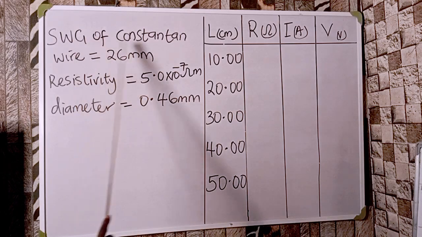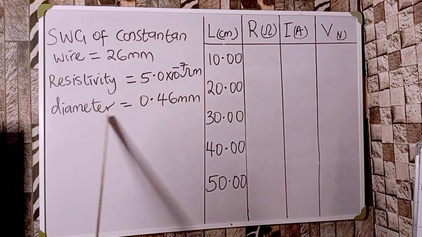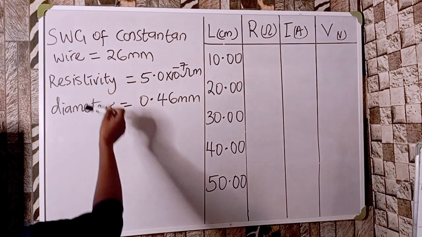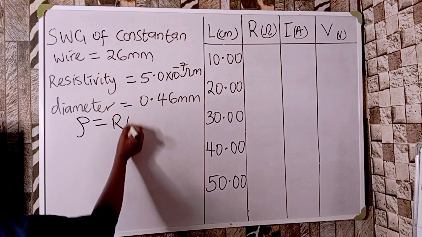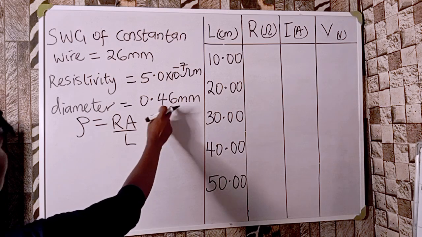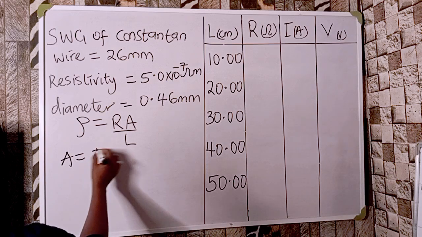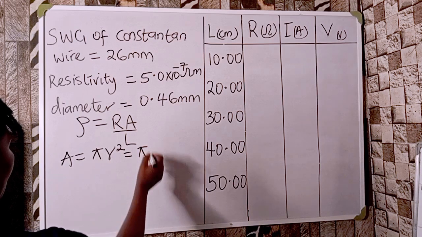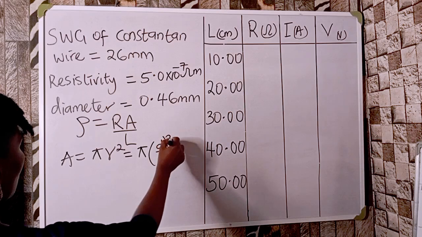Looking at what we have, we are given the constantan wire of this 26, the resistivity as this, and the diameter as this. Now there is a relationship connecting the resistivity and diameter, and that relationship, rho, is equals to RA over L. Now we have diameter. There is a relationship between diameter and area, because area is pi r square, okay, and we can have it as pi, diameter over 2, all squared.